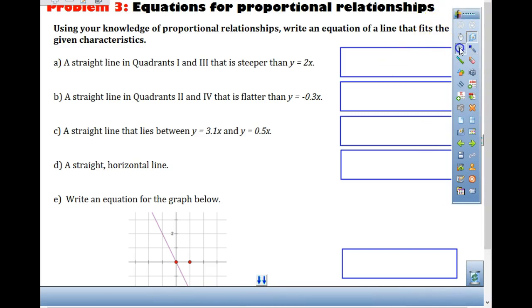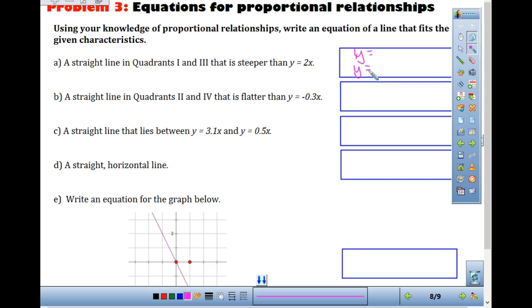So now we're on the top, looking at that last page of notes where it says problem 3. Using your knowledge of proportional relationships, write an equation for a line that fits the characteristics. We need it going through 1 and 3, which means our slope has to be what? The number has to be positive. And I want it steeper than this one. So I want you to write down at least 2 equations for me, if I was looking at your paper. I want you to come up with 2 of them that you think would make this true, okay?